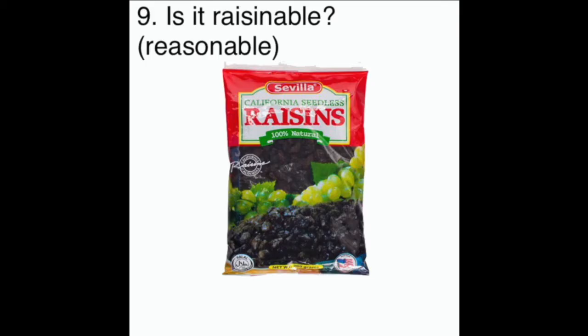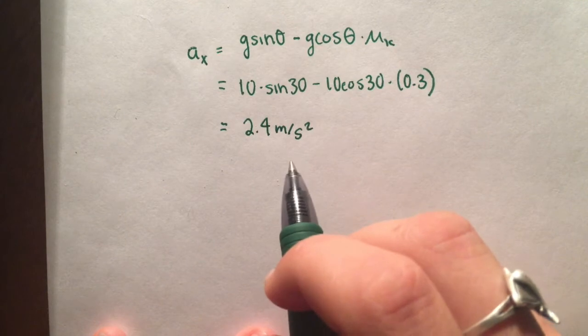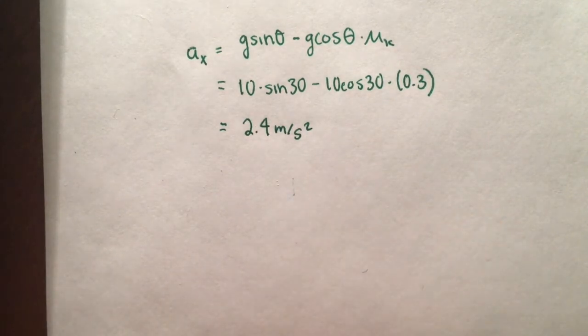Does the number that we got make sense? Well, we got a positive number for the acceleration, which makes sense because the block is speeding up or accelerating in the direction of the positive x-axis.